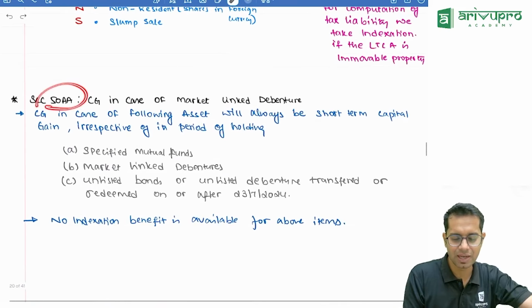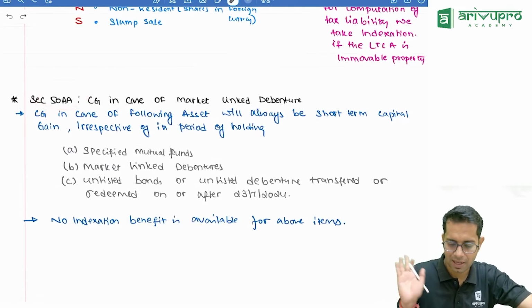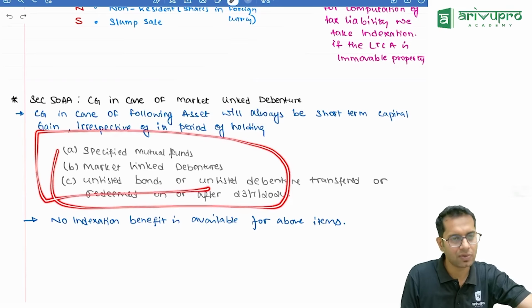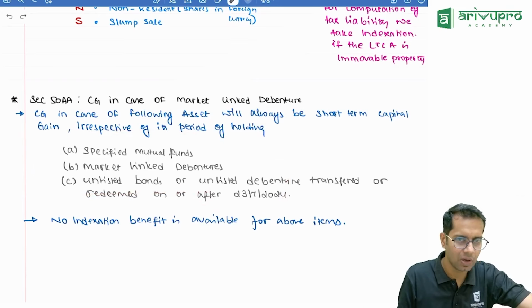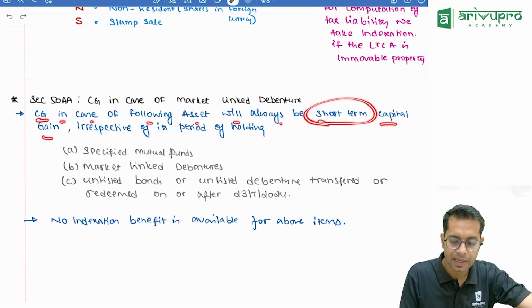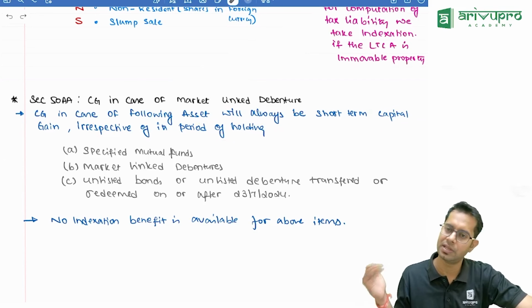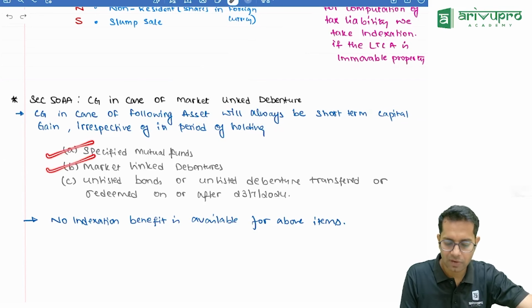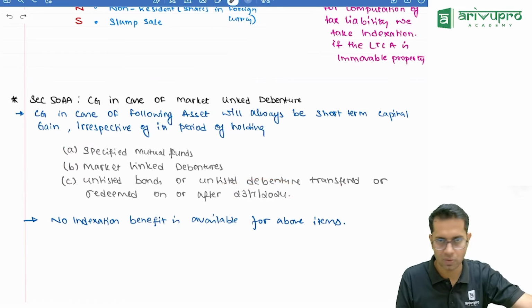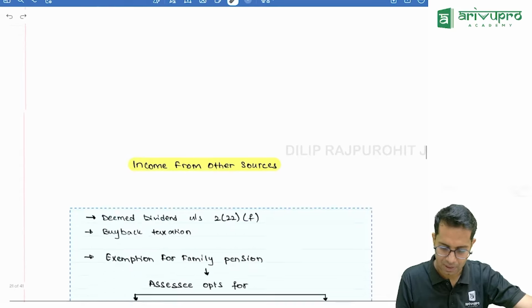Then a small new section, section 50AA, says, there is a small change which says, if there are these items, whatever is the period of holding, it does not matter. Capital gain in case of the following assets will always be short-term capital gain, irrespective of the period of holding, even if it is held for 5 years, 20 years: specified mutual fund, market-linked debentures, unlisted bonds, or unlisted debentures transferred or redeemed on or after 23rd July. And no indexation, of course, will be available because the gain will always be short term.